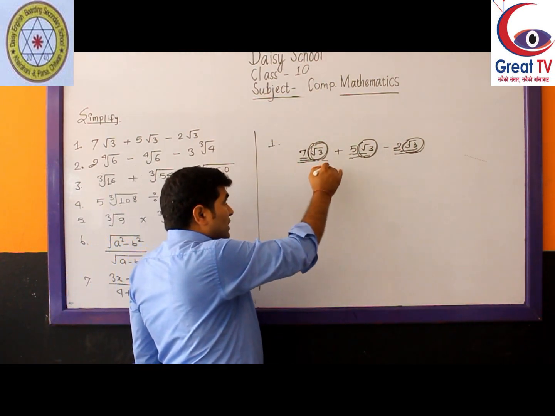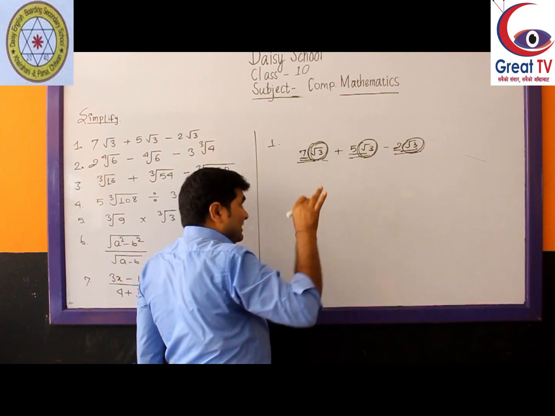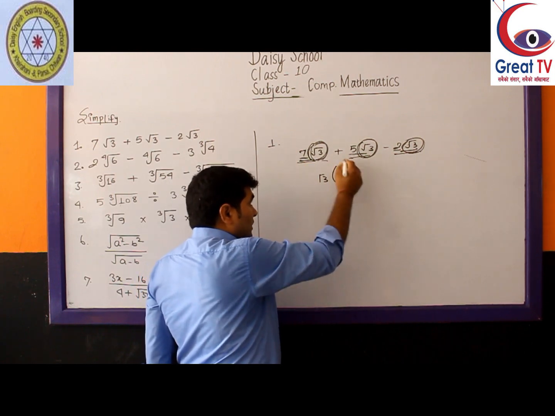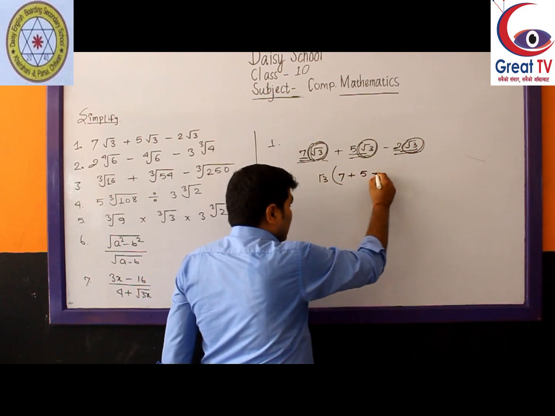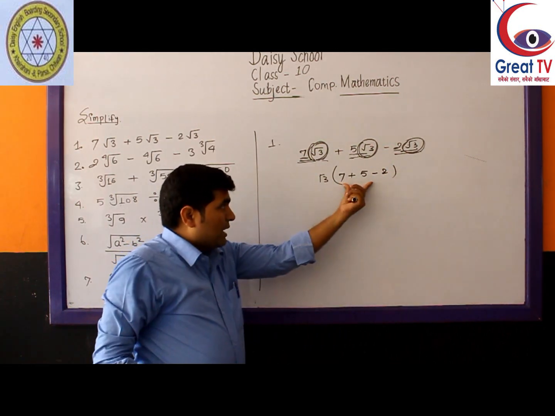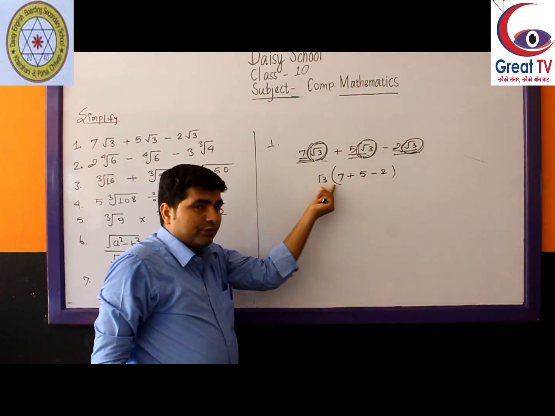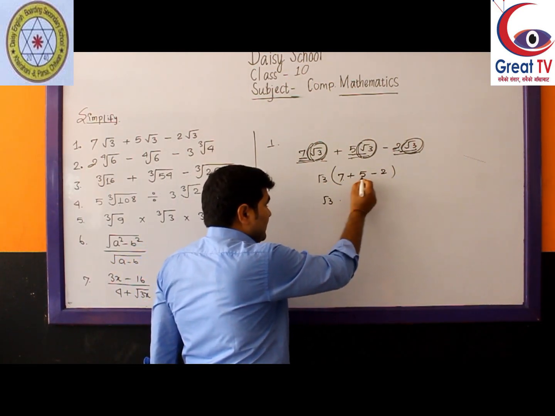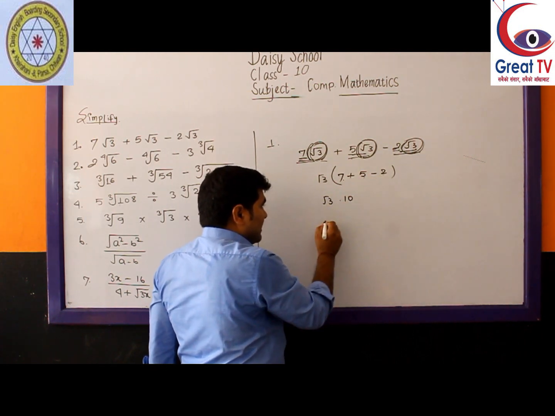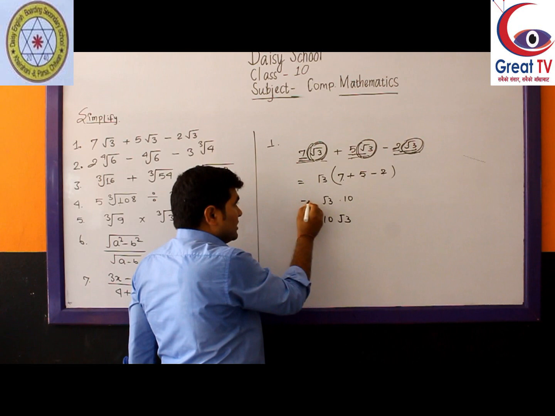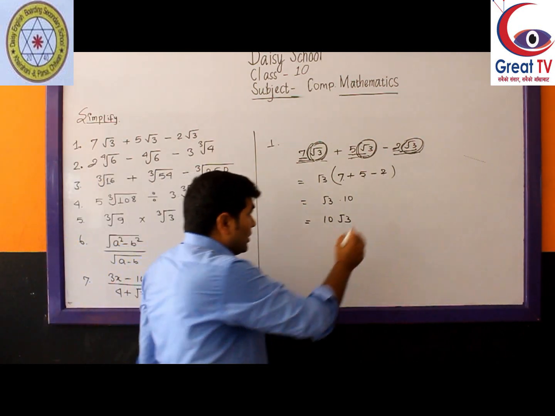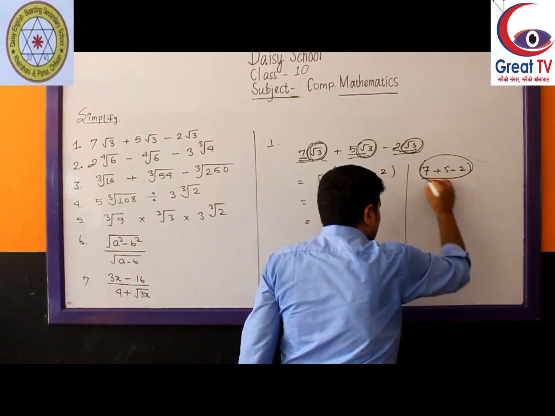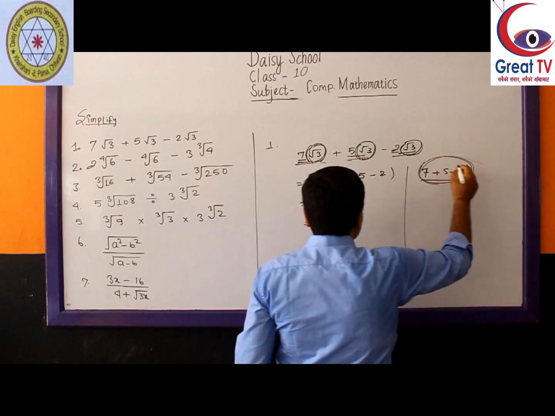So we can simplify this one. We can take the common irrational number root 3. Now the remaining in the first one is 7, in the second one 5, in the last one 2. You can put this before root 3 or after root 3. Now 7 plus 5 is 12, minus 2 is 10. That means 10 root 3 is the solution of this surd. Or look at this one: 7 plus 5 minus 2. These are all rational factors, so we can add and subtract, then root 3.